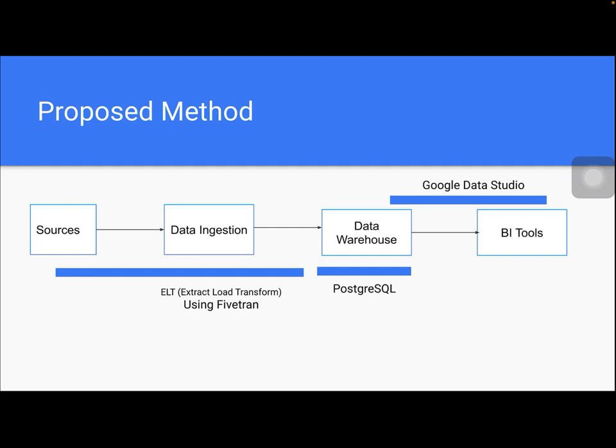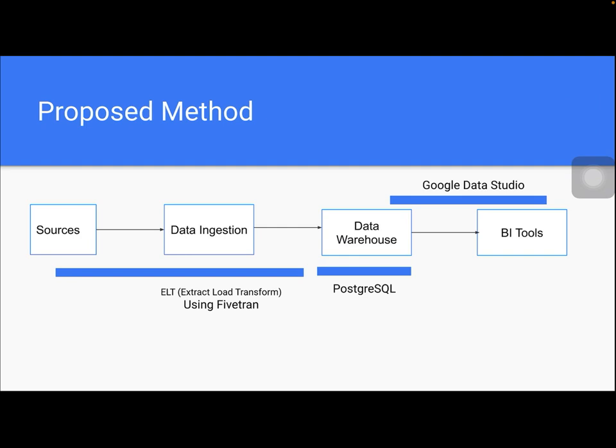So this is our proposed method. We have a lot of sources here, like documents in Google Drive, the MySQL database, and Google Analytics. After we collect the sources, we enter the data ingestion process. In data ingestion, we use ELT, extract load transform, not ETL, using Fivetran. Fivetran is an application for ingesting data into storage, and it collects all the data into one store. So the destination of Fivetran for the data ingestion is our data warehouse.